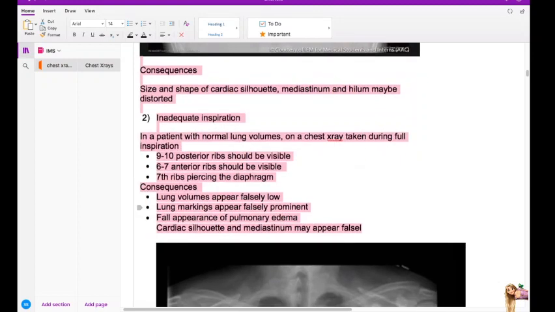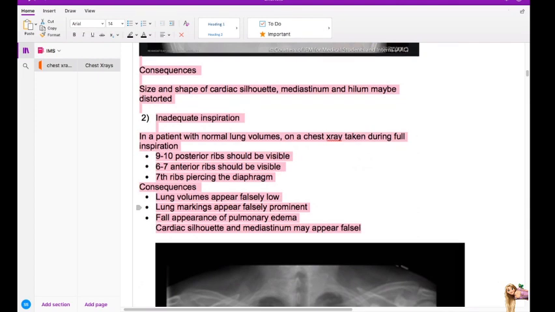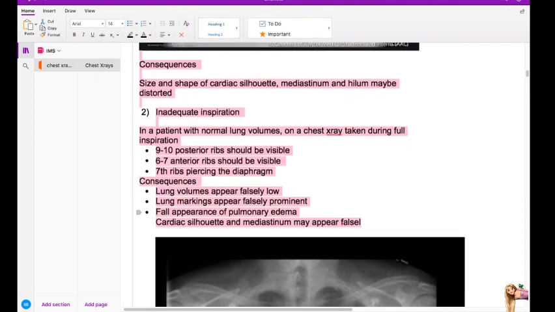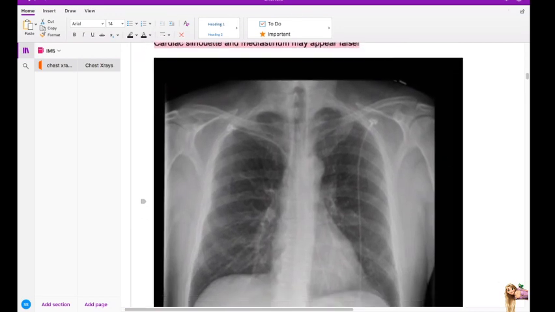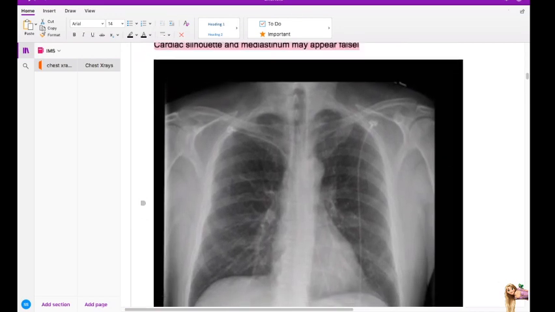inadequate inspiration. When we're taking a chest X-ray, we ask the patient to maximally inspire and hold their breath while the exposure is being done. This allows the lungs to completely fill with air, and it allows the lung fields to be visible properly. So how do we check that the patient had maximally inspired during the process? Basically you can see that the lungs will be fully expanded first of all.